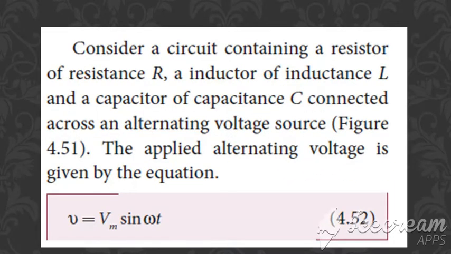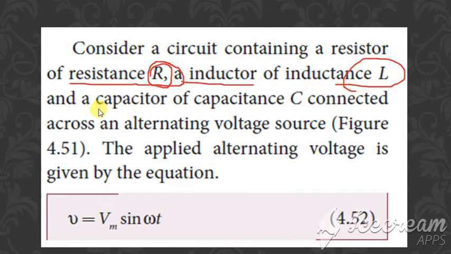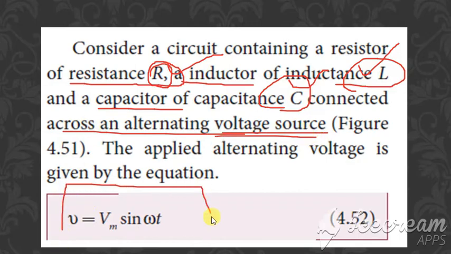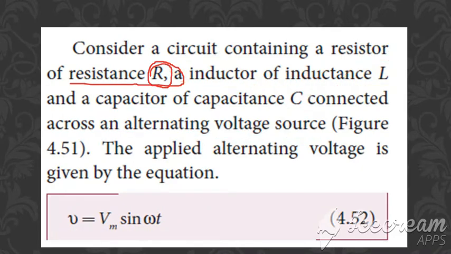Okay. For this, let us consider a circuit which is containing a resistor. Generally, a resistor is denoted by the letter R, then an inductor having the inductance L, and a capacitor having the capacitance C. All these are connected across a voltage source. R, L, and C are connected to a voltage source. And the general equation we consider is V is equal to Vm sin omega t. This is the equation which we considered for the previous questions also.